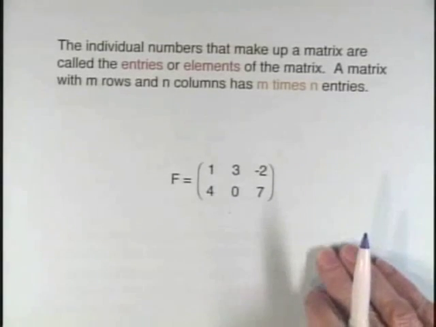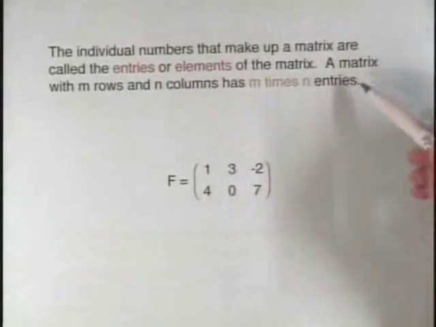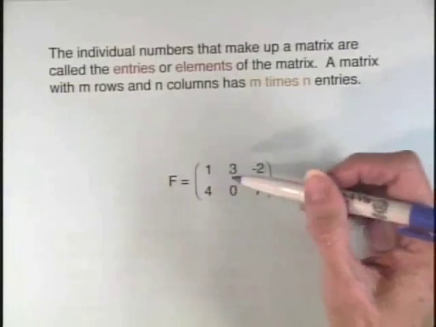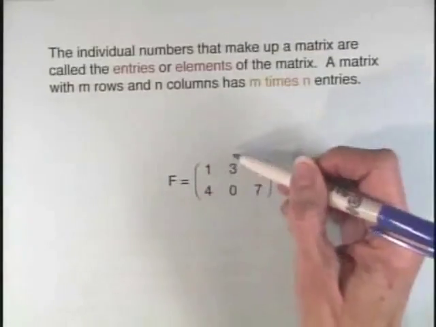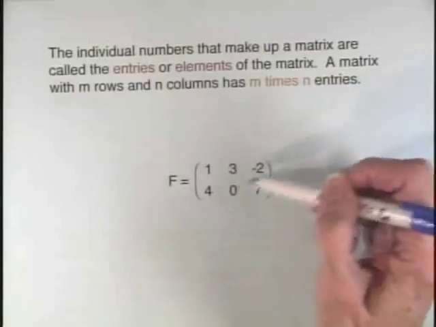The individual numbers that make up a matrix are called the entries, or elements of the matrix. A matrix with m rows and n columns has m times n entries. Matrix F has 2 rows and 3 columns, so it has 2 times 3, or 6 entries, which you can easily count here. Since it is often necessary to manipulate a matrix or perform algebraic operations on a matrix, you need to become familiar with notation that can be used to represent a matrix symbolically.